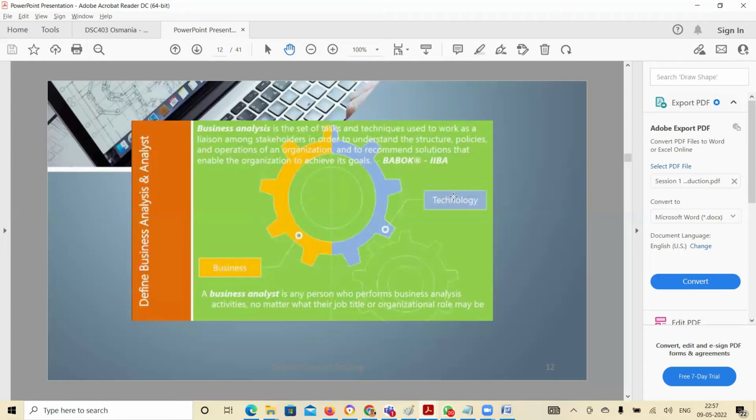Technology people understand only technology. Business people understand business language only. We as business analysts need to understand both languages. We need to talk to business people, understand their problem in business language, then talk to technical people and convert that business language into technical language. So you're bringing business and technology together.